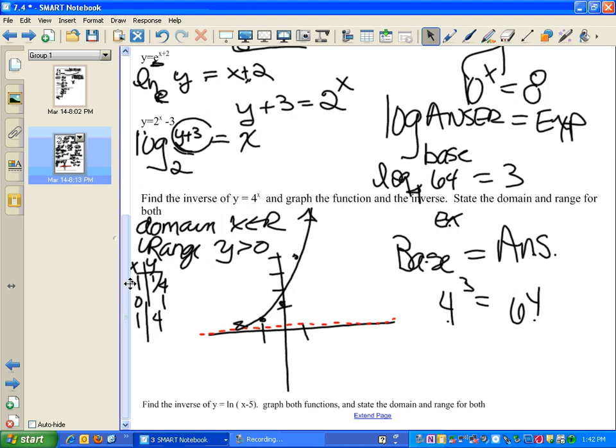Mm-hmm. But are we putting it to the graphs where the asymptote? Okay, let me finish this problem.